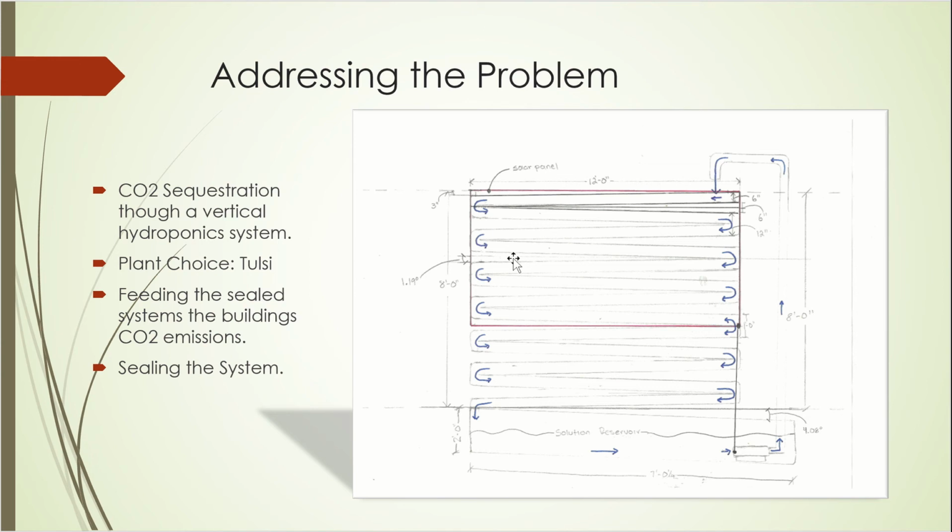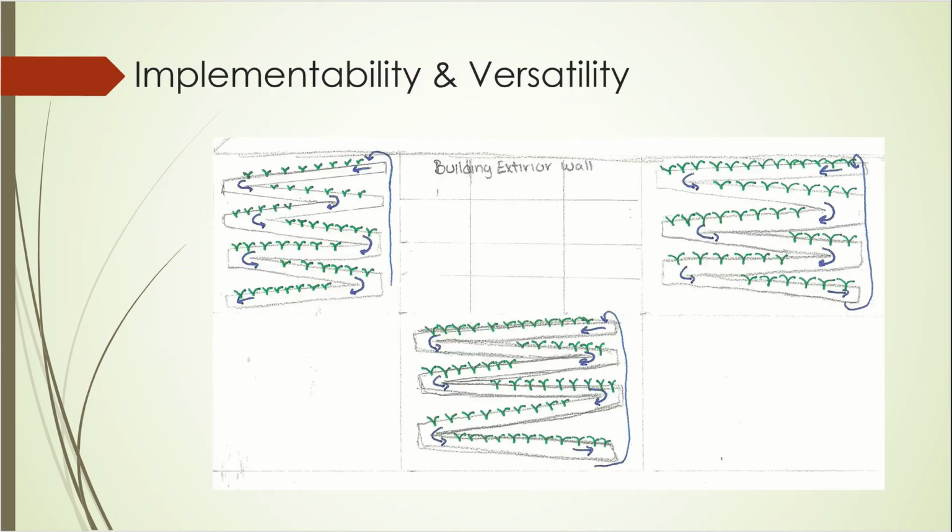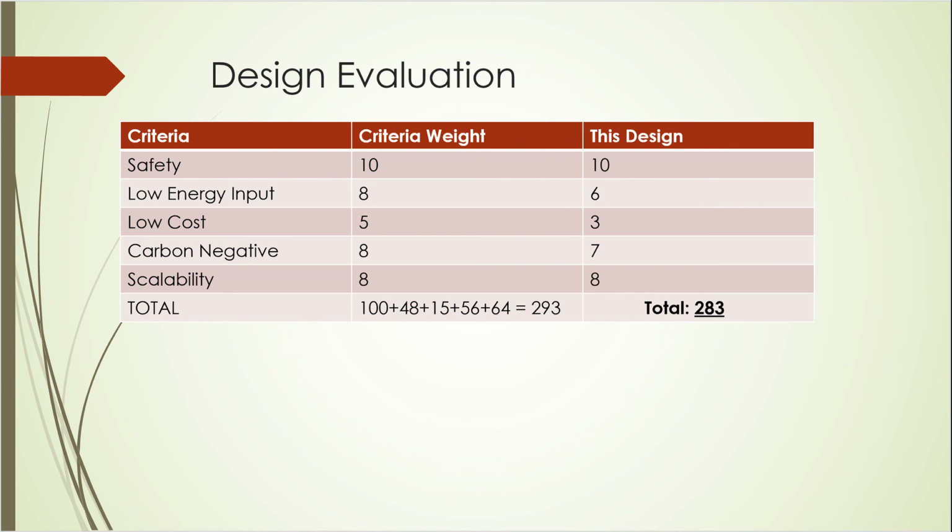obviously, right? Next slide. We want to look at implementability and versatility, right? So my design will be able to put between the windows of the exterior walls of the building, right? Not only would this be compact and very environmentally friendly, but it is how we will reduce the levels of CO2.